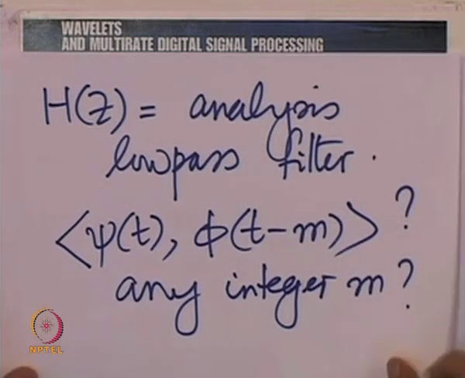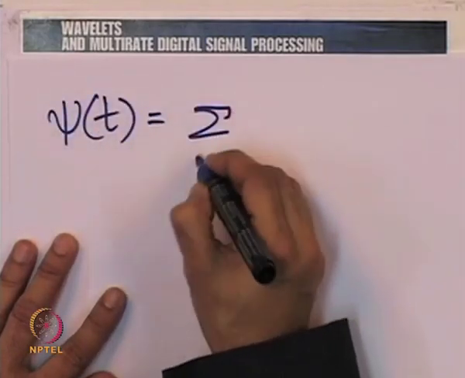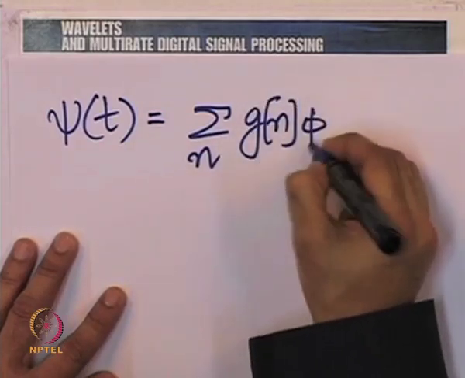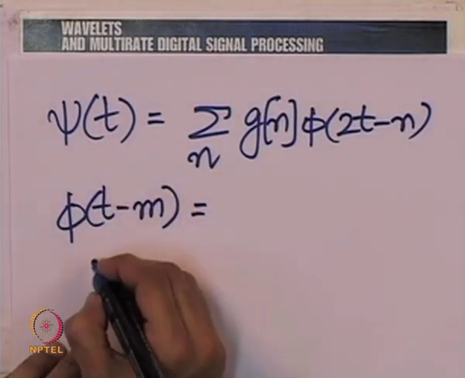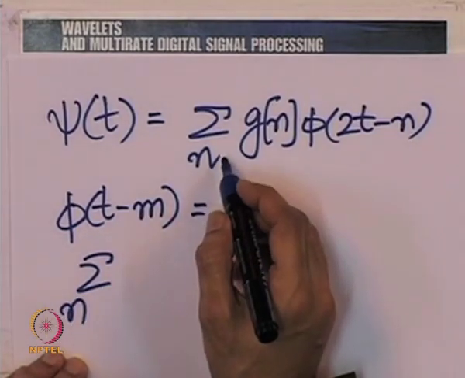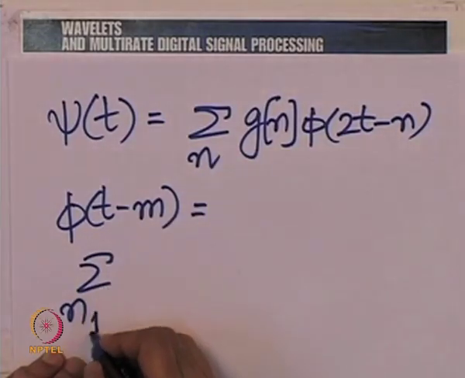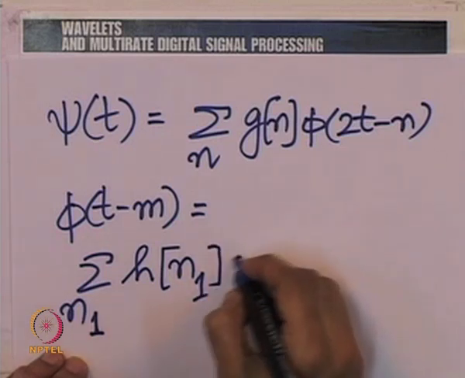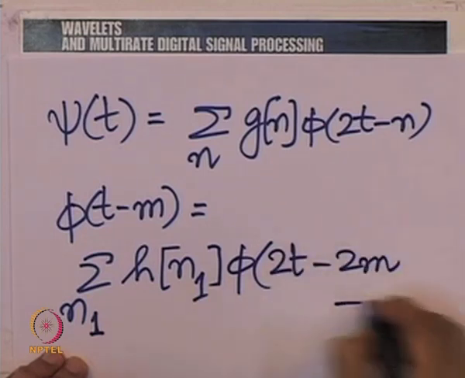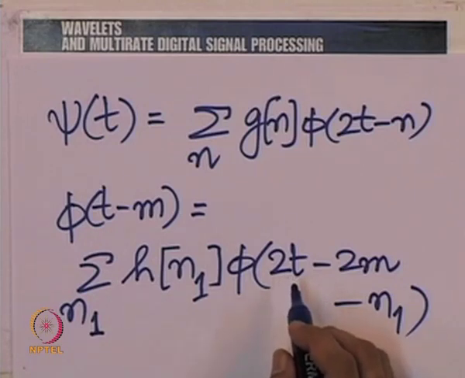And this is easy to do. Indeed, psi t by itself is summation on n g n phi 2 t minus n. Phi t minus m is simply summation on n, and here again I imply summation on all integer n. So as not to confuse these two indices, I shall write n 1 here. So, summation on n 1 h n 1 phi 2 t minus 2 m minus n 1, taking a cue from expanding phi t minus m in the basis of V 1, as we can do.